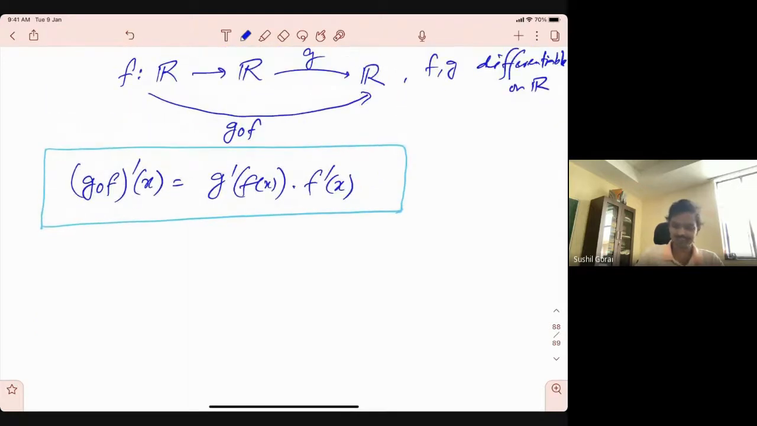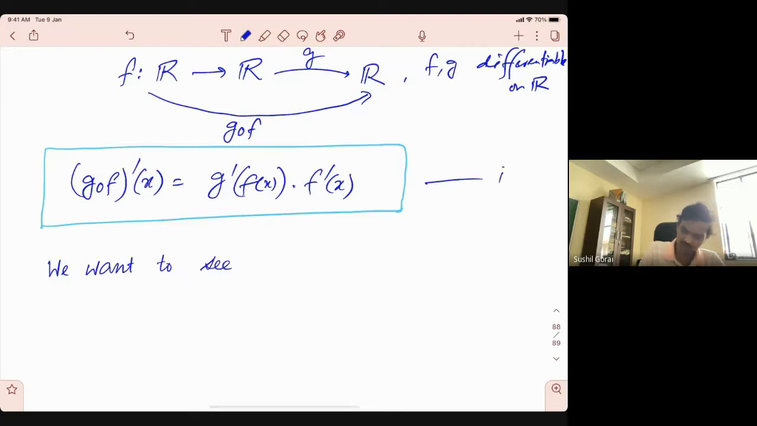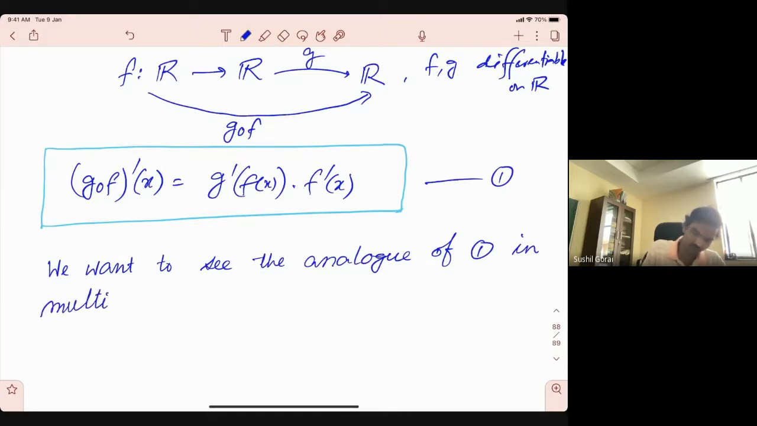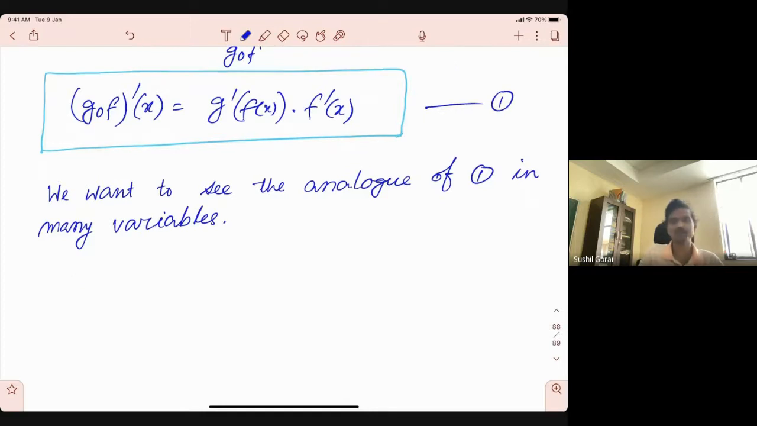So we want to see the analog of this in multivariable, many variables. So what would be a guess?